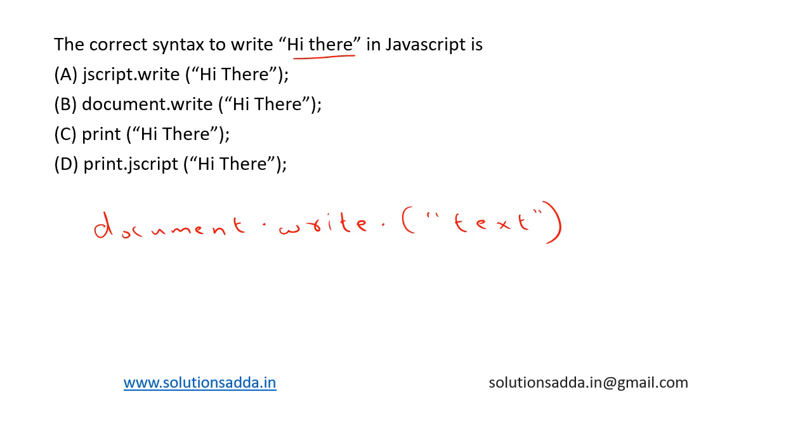So based on the options here, we are asked to print hi there. So let's substitute this text with hi there. So based on the options, option B would be the right answer. That is document dot write hi there. So option B is the right answer here.